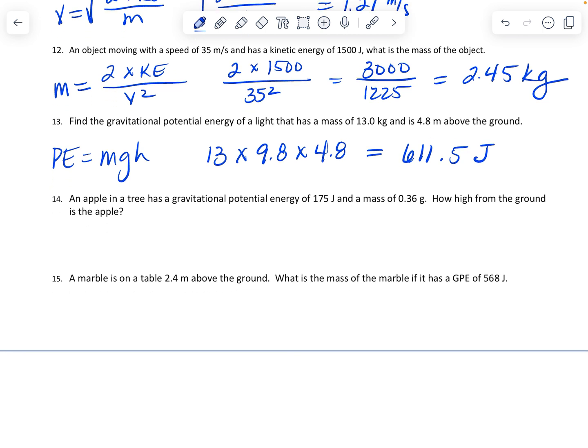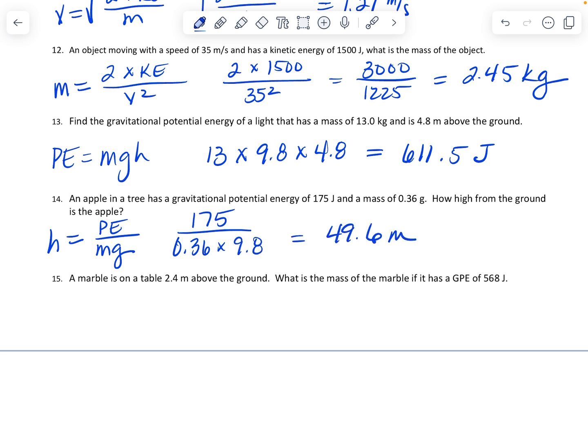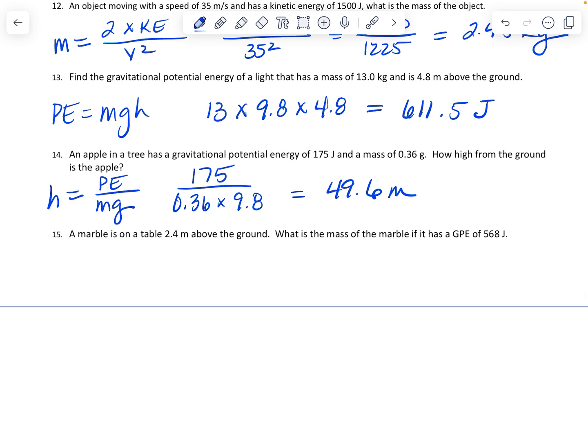An apple in a tree has a gravitational potential energy of 175 joules and a mass of 0.36. How high, so we're looking for a height, is this apple above the ground? Okay, and you should have all these formulas on that sheet in your notebook. 175 joules divided by mass, which is 0.36 times gravity, 49.6 meters. Height.